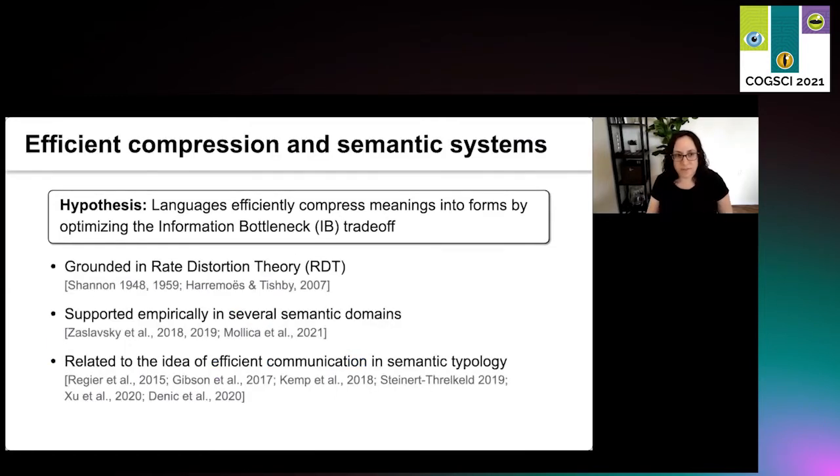We're interested in this specific framework because it is grounded in rate distortion theory, the branch of information theory that characterizes optimal data compression. It has been supported empirically in several semantic domains, such as colors and containers, and it is closely related to the idea of efficient communication in semantic typology, which is not based on rate distortion theory, but has gained a lot of empirical support across semantic domains, including numeral systems and indefinite pronouns, which are qualitatively more similar to person systems. Therefore, the person domain poses an important test case for the applicability of rate distortion theory to the lexicon. So let's define this framework more precisely and apply it to the person domain.